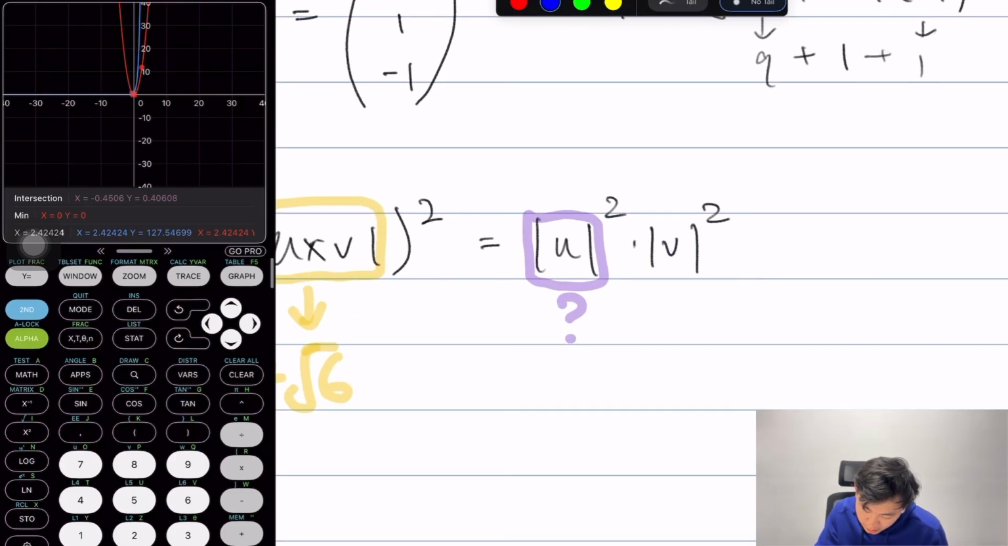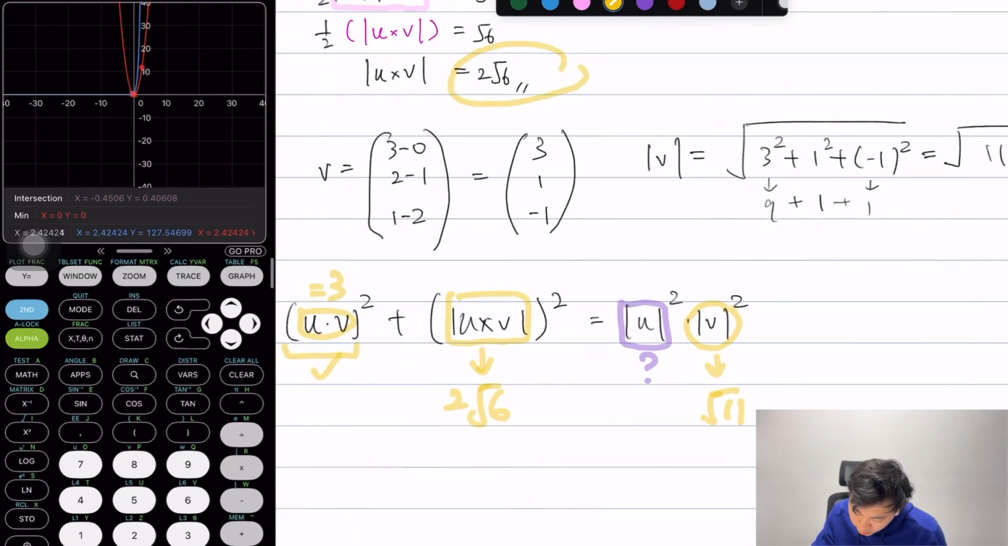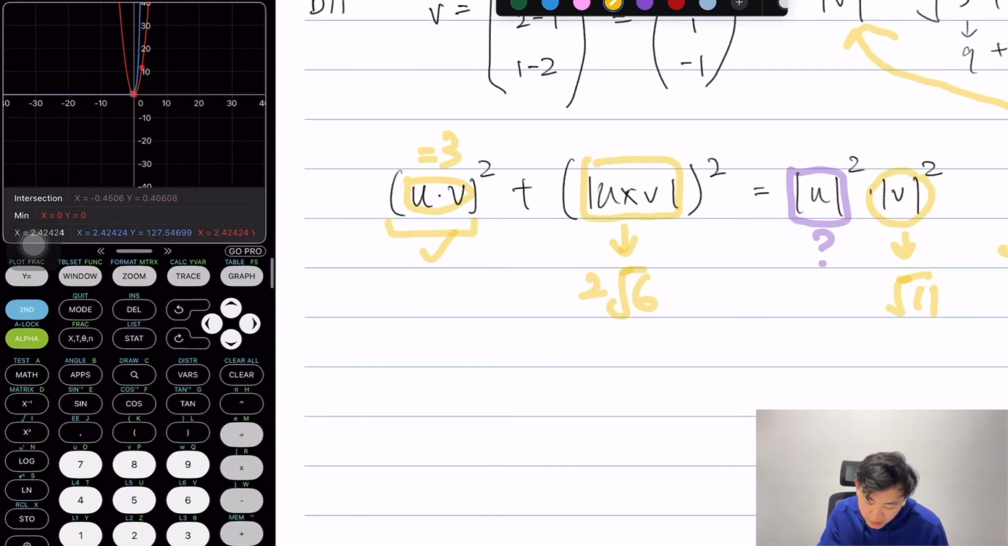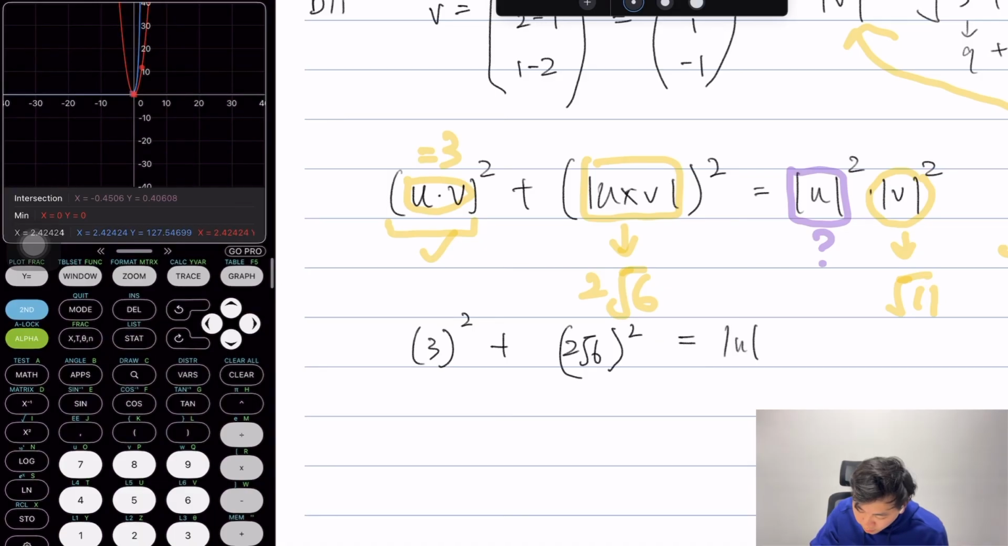And then this one, we just calculated only this particular part is root 11 because we just figured it out from here, okay, which is root 11. So now it's pretty clear. You just substitute and then solve and make absolute u the subject. That's it, all right? So then you're going to have bracket 3 squared plus the 2 root 6 squared equals absolute u bracket squared times the root 11 squared, okay?